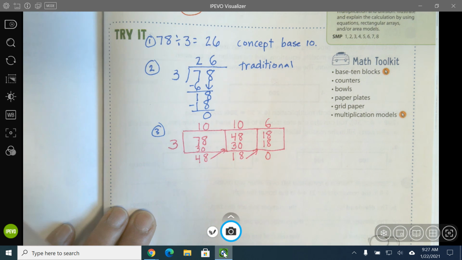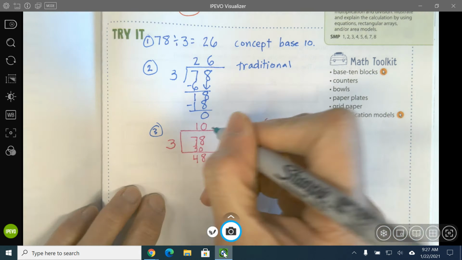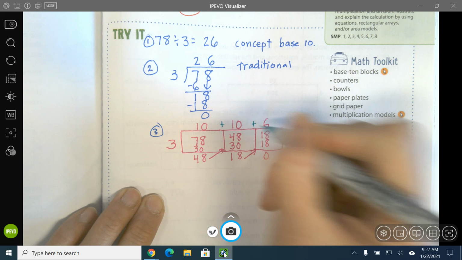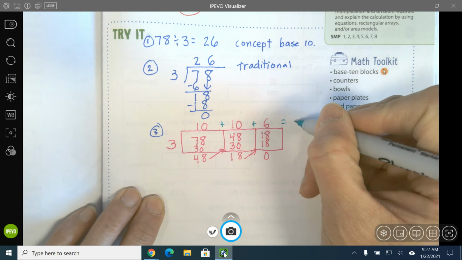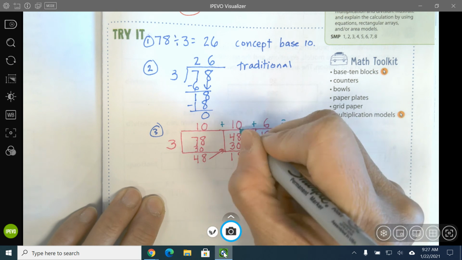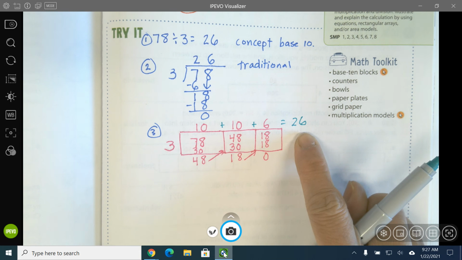Okay, so watch what I'm doing on top. All I'm doing is adding these numbers. Look at that. And my result, my answer, my quotient is going to be 10 plus 10 is 20, 20 plus 6 is 26. Got it? Using the area model. Okay?